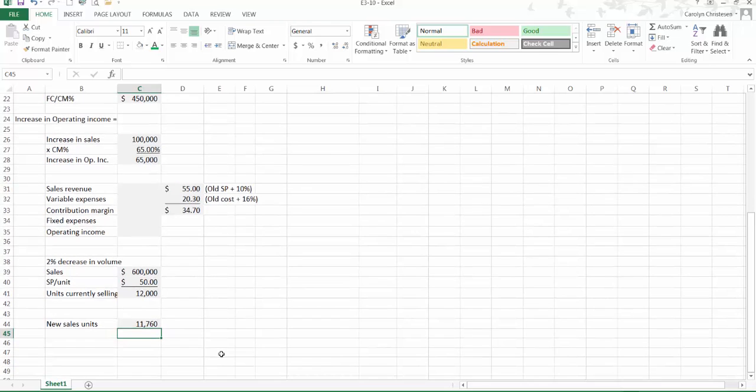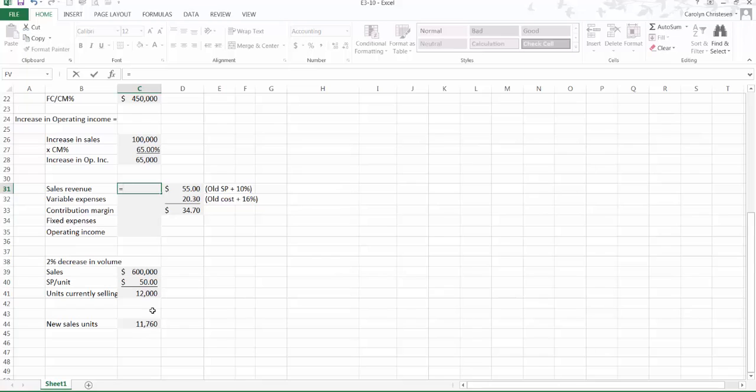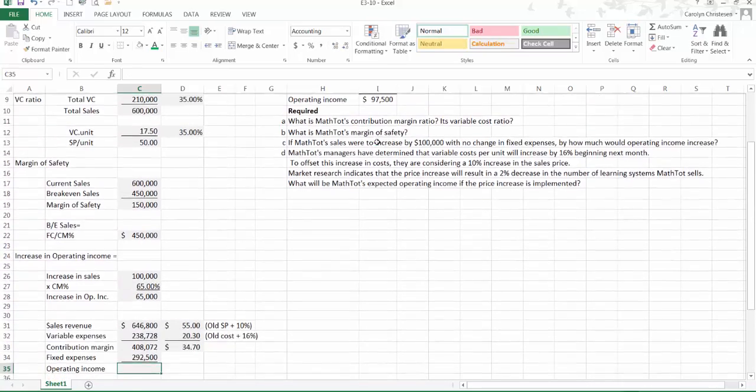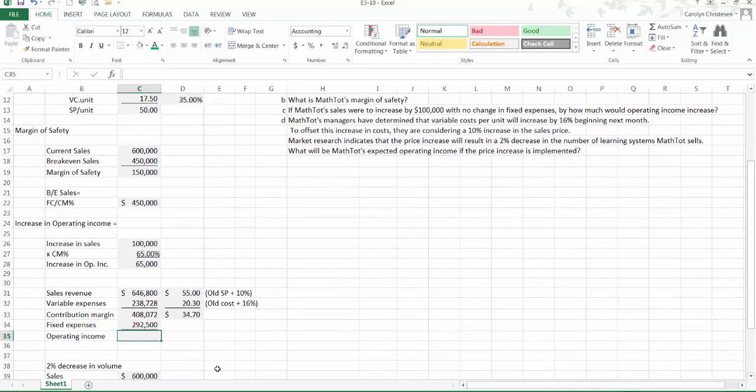Okay? All right, so now we're ready to put together the new income statement. Our sales are going to be equal to the new volume times the new selling price. Variable expenses, new volume times the new variable cost. Our contribution margin, we'll take our sales minus our variable costs. The only thing that's not changed here is our fixed expenses, so let's make it equal to the old fixed expenses. So our operating income is equal to contribution margin minus our fixed expenses.